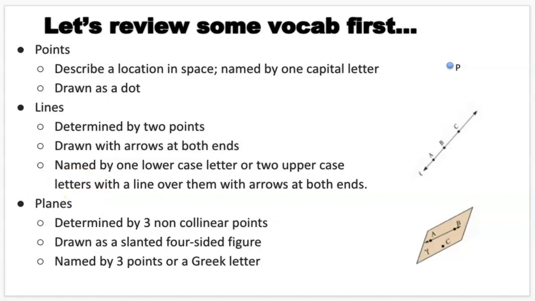Then we have planes. Planes are determined by 3 non-collinear points. So non-collinear points means they're not on the same line, but they are in the same plane. So planes are usually drawn as a slanted 4-sided figure, and they're usually named by at least 3 points, sometimes 4, or a Greek letter. And you can see the Greek letter right here. So we could call this that plane, or we could say plane ABC, ACB. The order of those letters doesn't matter.